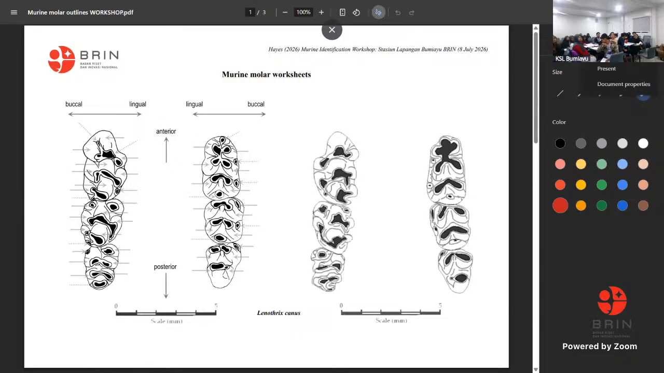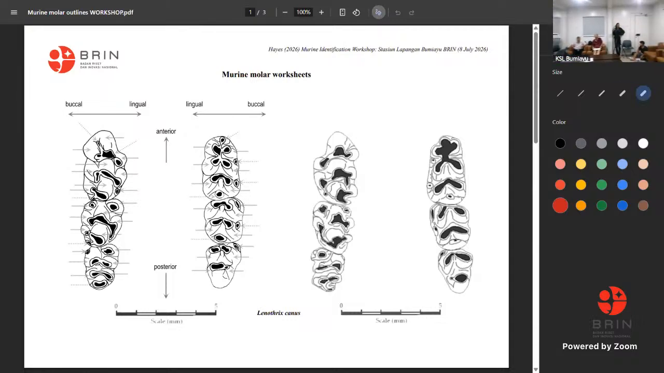What I want you to do is, okay, so this is a matrix penis. This is one diagram of a young matrix penis. The matrix penis is very rare in rats.